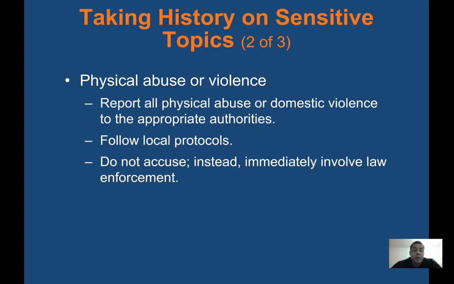Physical abuse or violence. Report all physical abuse or domestic violence to the appropriate authorities. Follow local protocols. Do you have to go out and fill out a form? Do you have to talk to your supervisor? Do you have to fill out a form at the hospital? You want to make your suspicions known to the nurse, to the doctor. Do not accuse. Instead, immediately involve law enforcement. So you don't want to accuse anybody, but you want to say, hey, I'm seeing some bruises that might be old, but they're talking about something else, and the story doesn't add up. So can you look into that further?